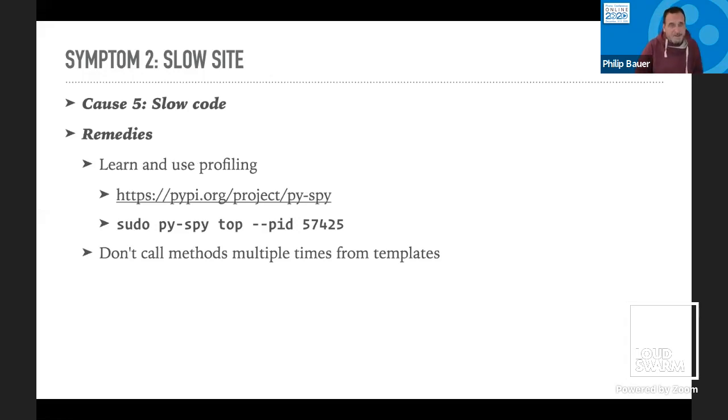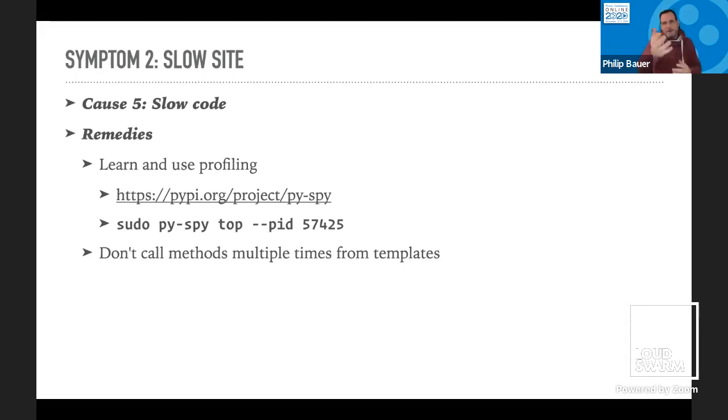Now, slow code, that is really tough. But there are nice helpers. Obviously, you need to profile your code. You need to read your code and probably understand what's making it slow. That would be best. But if you don't see it at the first glance or even at the 10th, profiling is your solution. A very handy tool for that is PySpy.